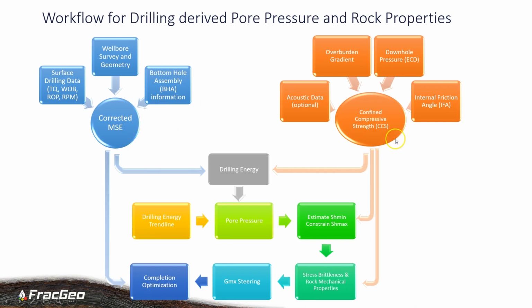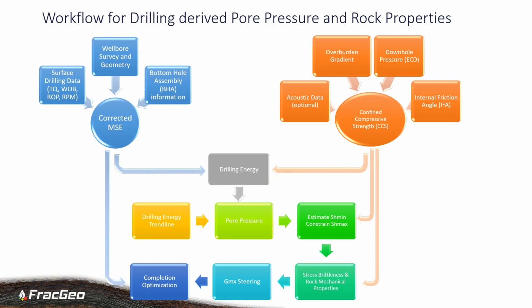On the other hand, the confined compressive strength is estimated using various subsurface inputs such as the overburden gradient, mud weight, and the internal friction angle. Now the CCS is basically the energy that is required to break a unit volume of rock, and the CMSE is the energy that is spent to break a unit volume of rock.